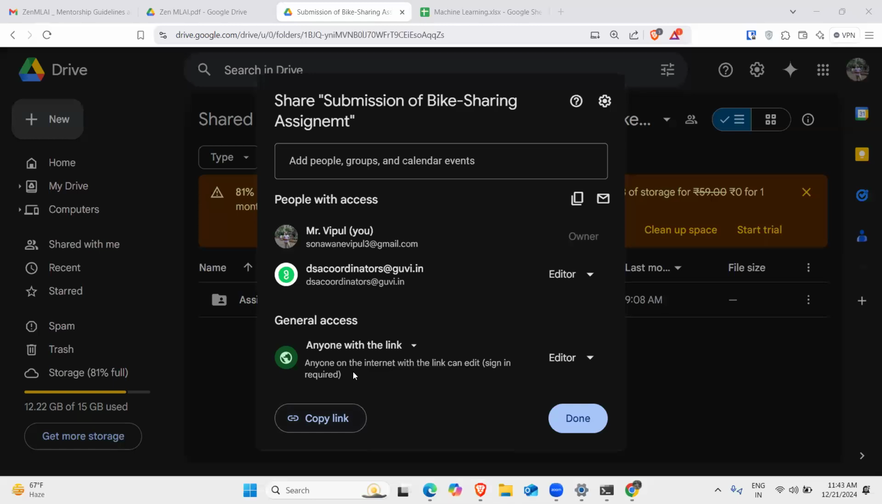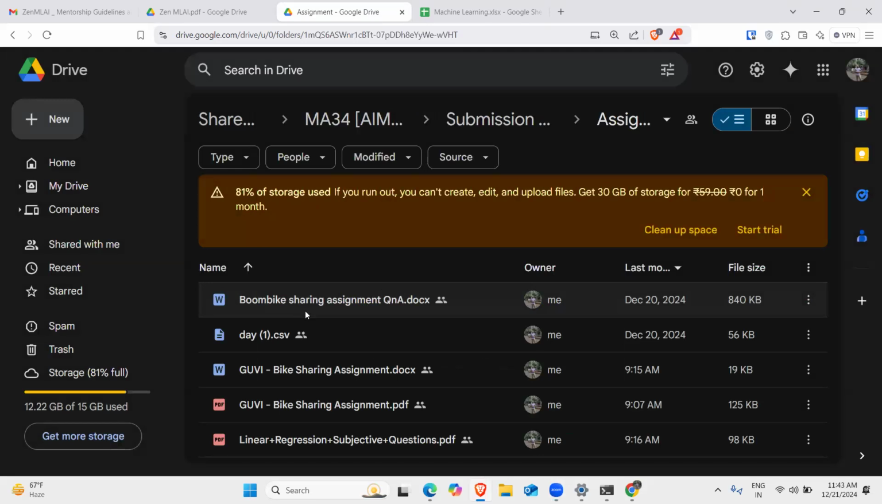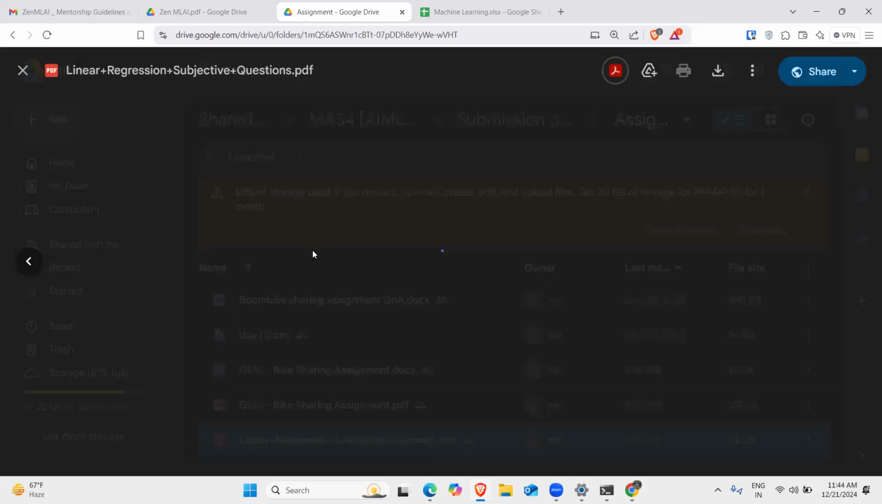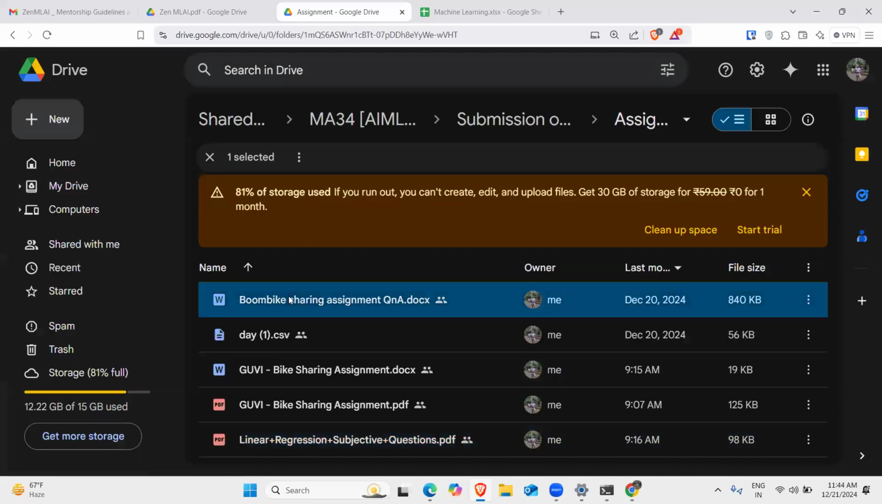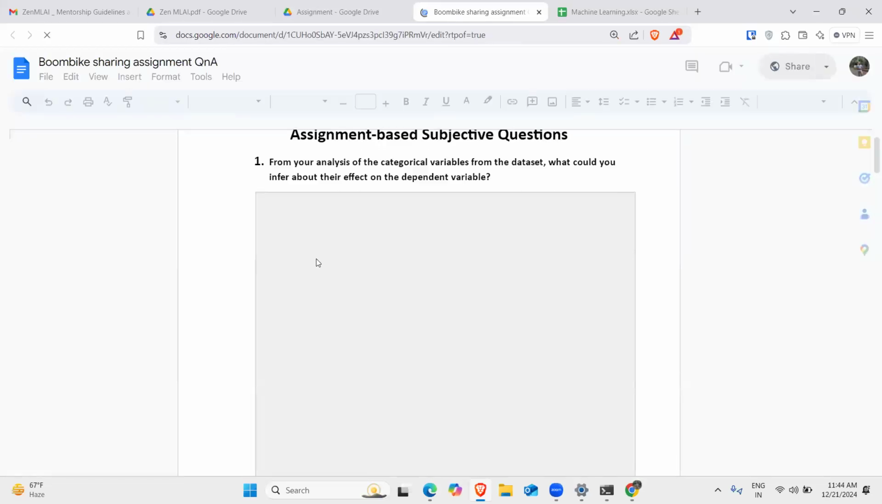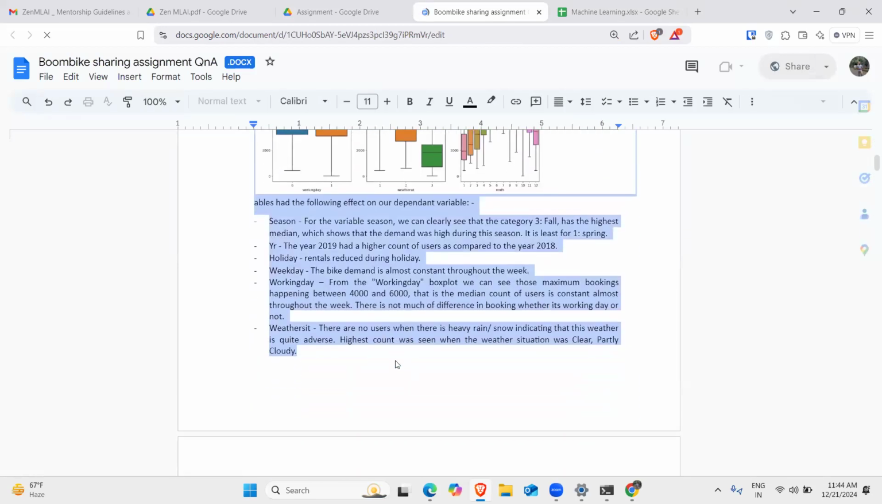Sir, I have to share the executable code and I have to write the assignment by hand also, right? No, just coding. Coding you have to do, and nothing you have to write in your notebook. Sir, the linear regression subjective questions, I have to attend those. Yeah, that's what I'm saying. These questions you need to answer in Word format. So you copy this and write down whatever your findings are in Word format, like this, right? Yes or no? Yes, sir.